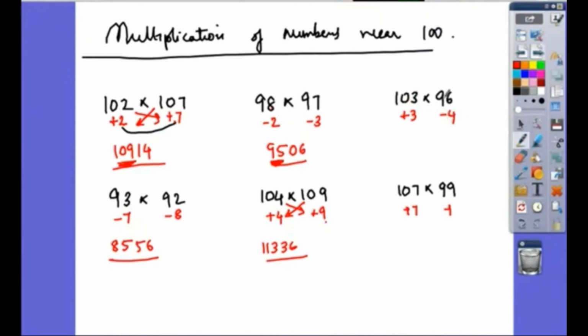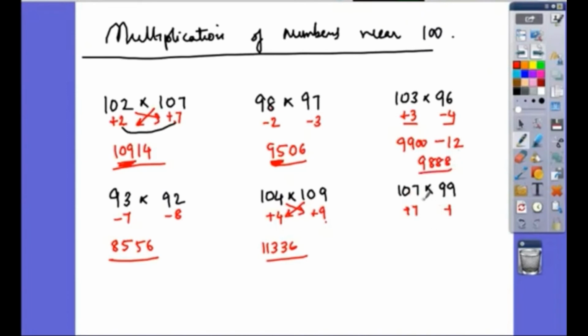Similarly, 103 minus 4 or 96 plus 3 gives you 9900, and plus 3 into minus 4 is minus 12. So from 9900 you subtract 12 and you get 9888 as the answer.